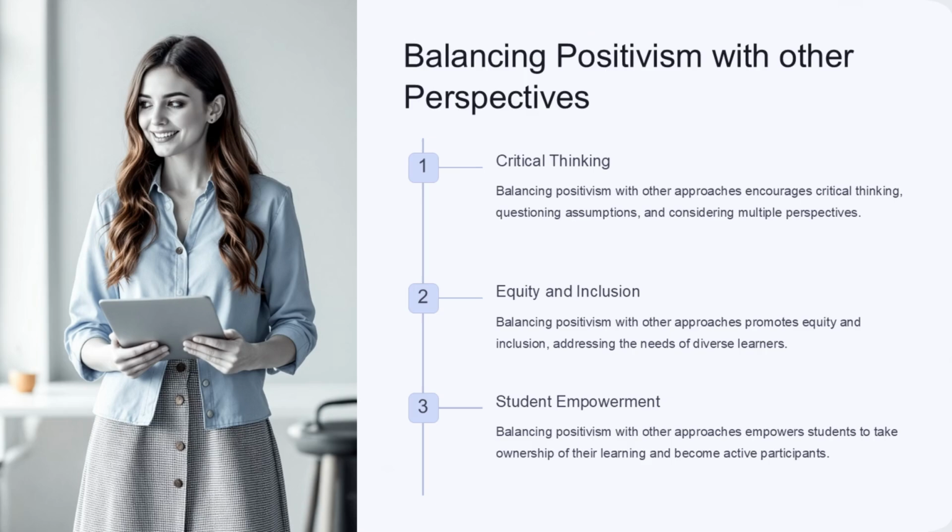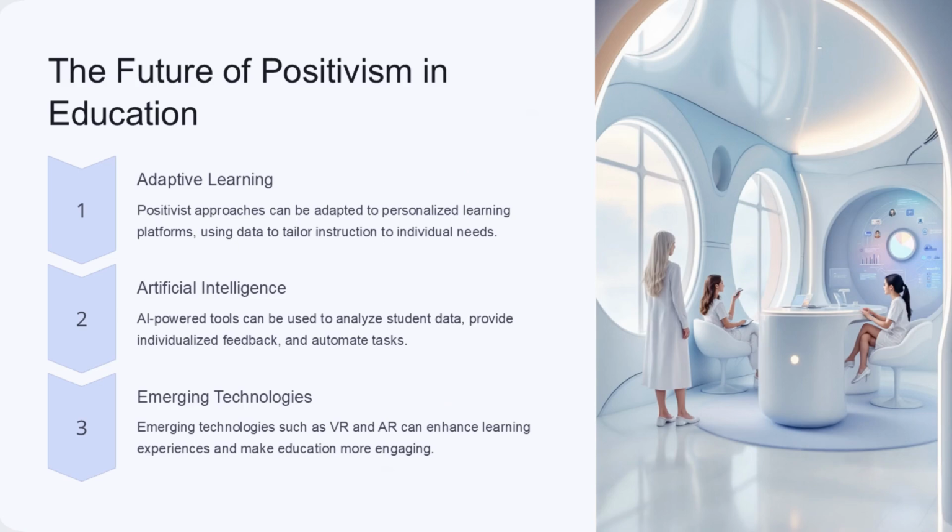Positivism is an important perspective, but it's crucial to balance it with other approaches. Critical thinking is key. We need to question assumptions and consider multiple viewpoints. Addressing equity and inclusion is vital to meet the needs of all learners. Empowering students to take ownership of their learning is a powerful way to engage them. Combining positivism with other frameworks can lead to more well-rounded, impactful education. The future of education is full of exciting possibilities through the lens of positivism.